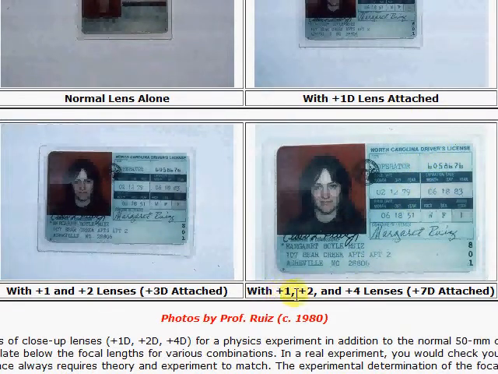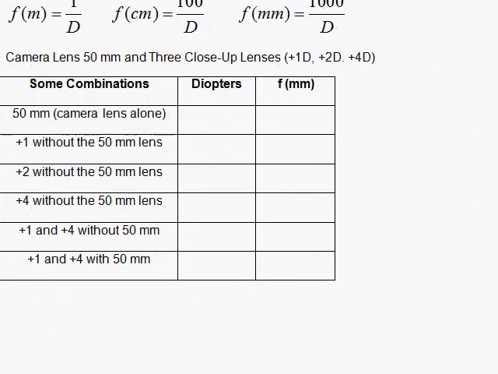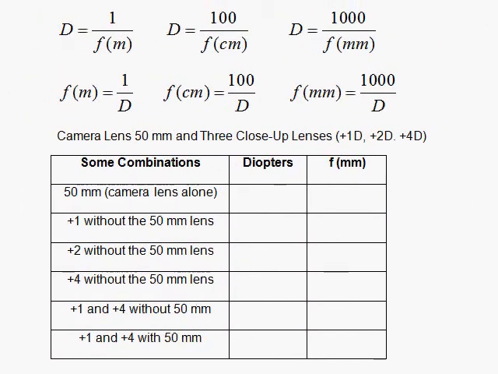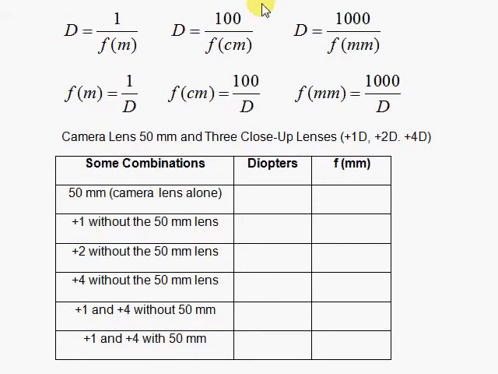So we have 1, 2, and 4. We have a total of 7 diopters. That's in addition to the original camera lens. To understand what's going on here with the math in focal lengths, diopters and all, we have the formula: diopters is given by 1 over f in meters.